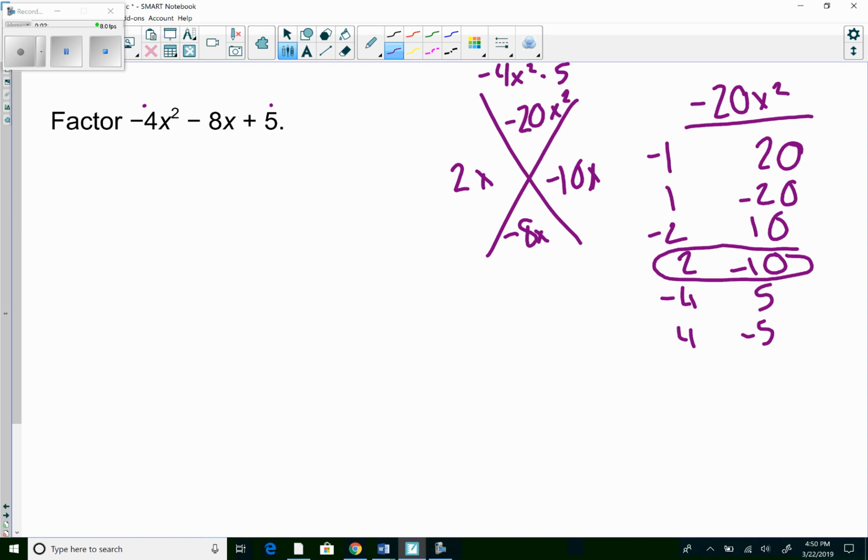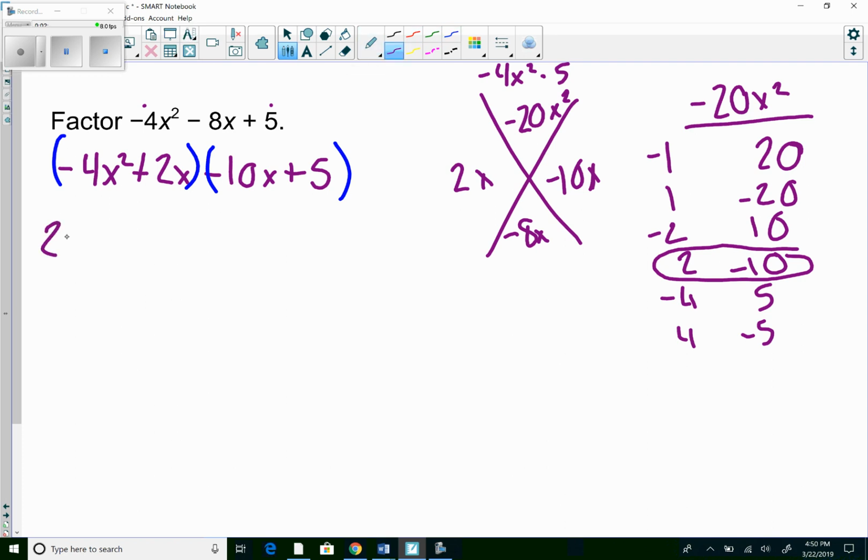Now we're going to break up that b value, that negative 8x. So we've got negative 4x squared, and then that turns into 2x, and then negative 10x, and plus 5. Like I said on the other video, if you flip that 10x and 2x, that's totally fine. You will come up with the exact same solution that I do in this example. But let's go ahead. Now we've got to do that grouping piece. So group the first two, group the last two.